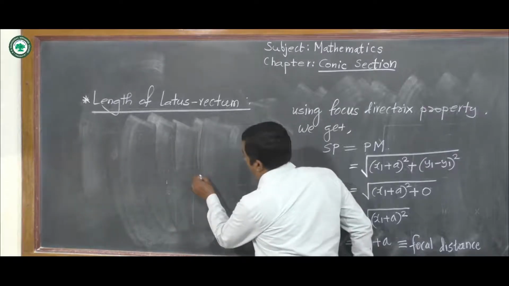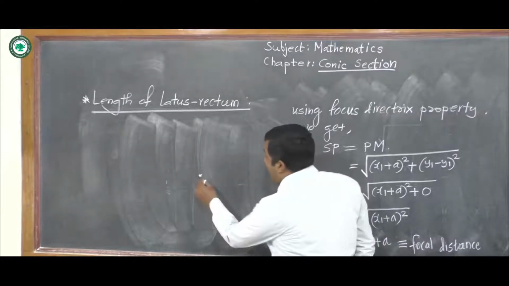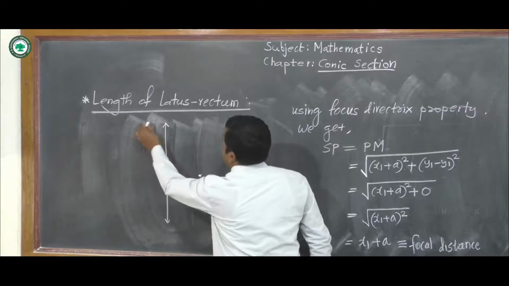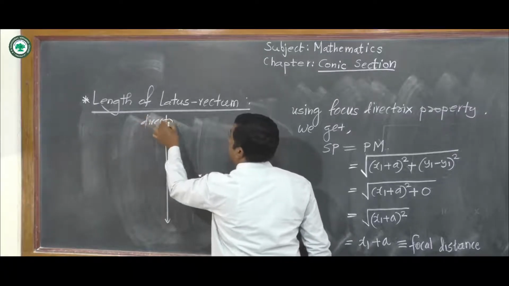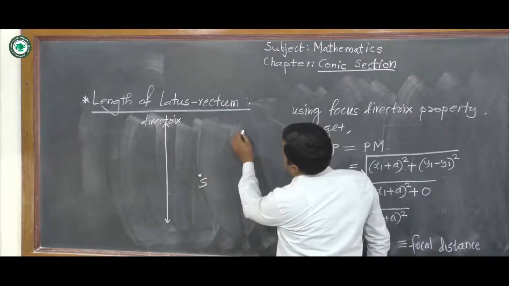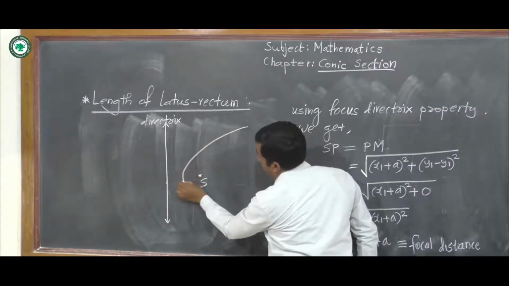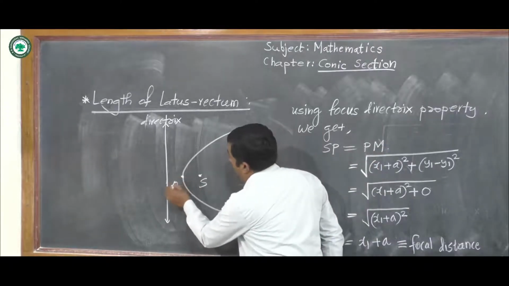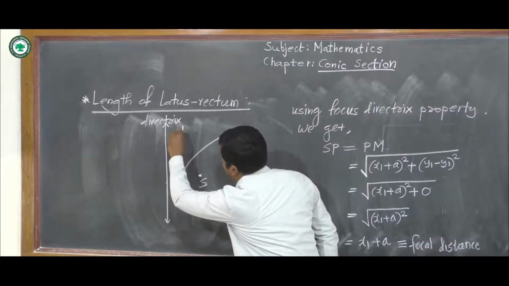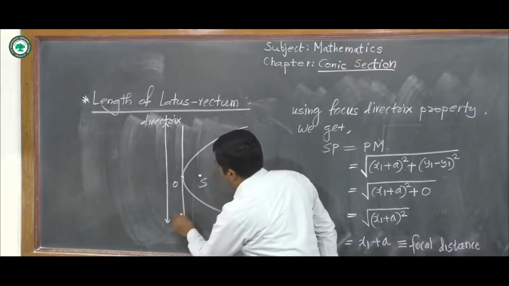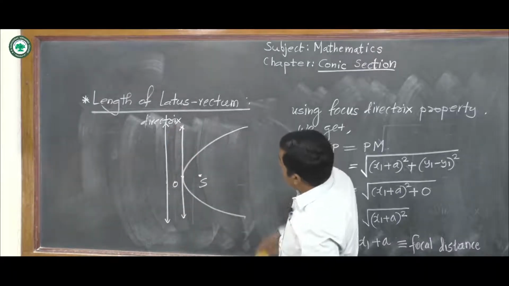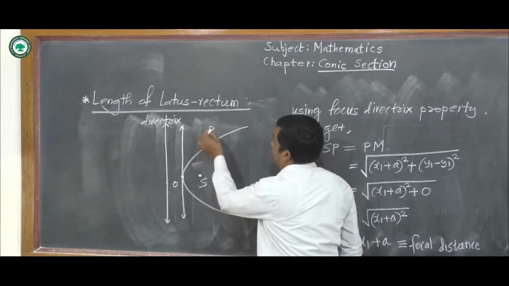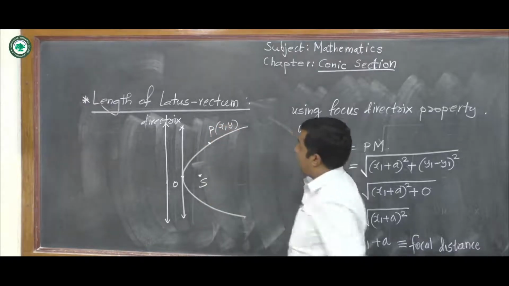Here again we consider this point, our fixed point S. Then we consider the directrix. This is our line, the directrix. We consider one parabola like this. This is our point O. Our axis, the y-axis, is passing through the origin like this. Then we consider one point on this parabola, P of (x, y).